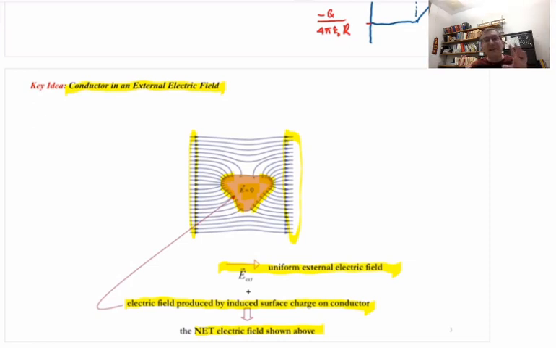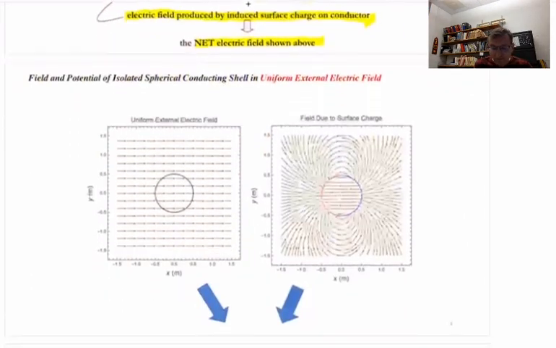But the amazing thing is that the conductor will induce surface charge that will produce its own electric field, such that the surface charge's electric field plus the original or uniform electric field will result in no field inside the conductor. It's really quite amazing. Let me show you a simpler shape where it might be a little bit easier to see how that happens.